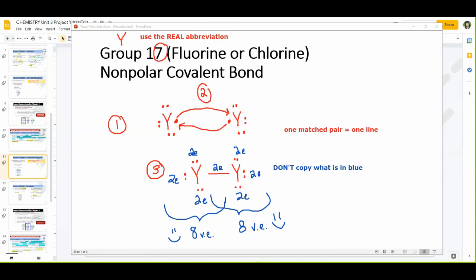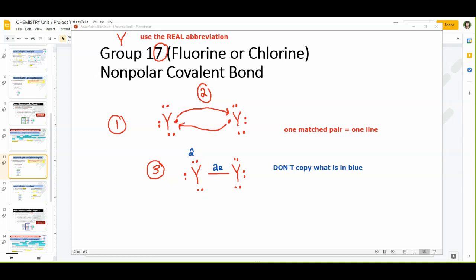Again, don't copy what's in blue. All right, so I'm going to go ahead and just clear that out. You don't need to copy what's in blue. Just make sure that you have what is in red. All right, so pause the video, continue playing. If you had a group 17 element, if you had a group 16 or group 15, go ahead and just hold on and we'll talk about those in just a moment.